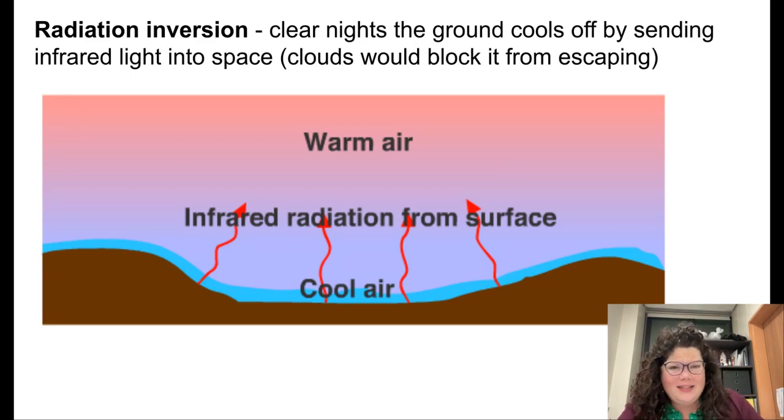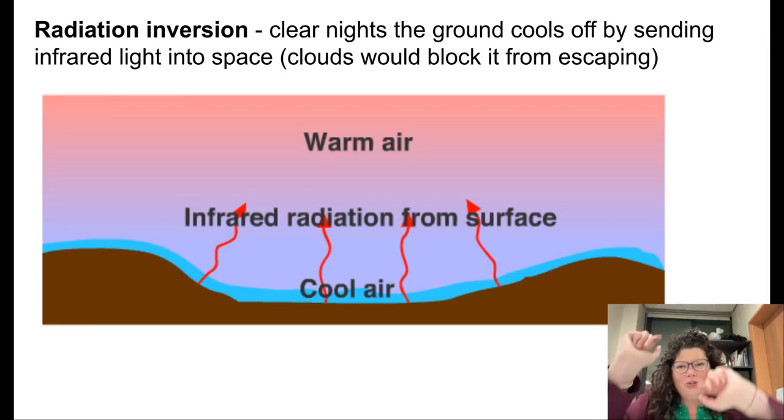On clear nights, our ground cools off by sending its infrared into space. So all particles are moving, and when they're moving, they emit infrared waves. So the ground is moving and it's cooling. It's sending its infrared energy into the atmosphere, and because there's no clouds, nothing's there to block it from escaping. So that infrared energy leaves the ground and moves up through the atmosphere.